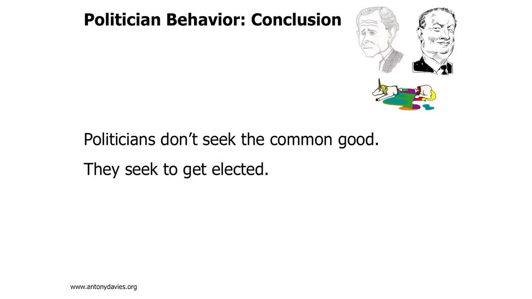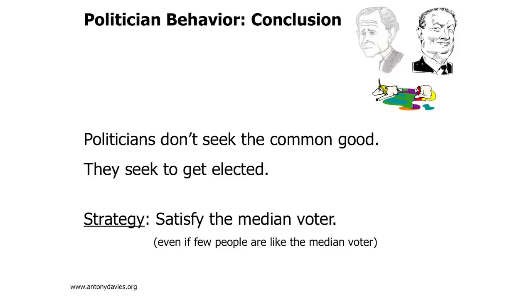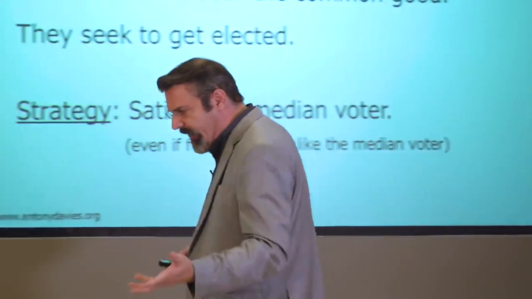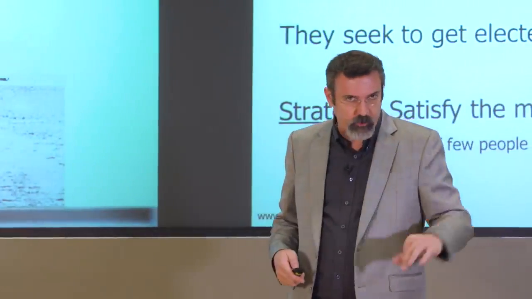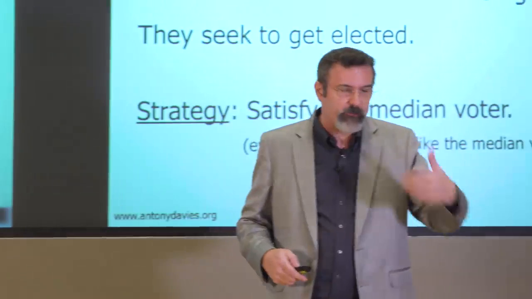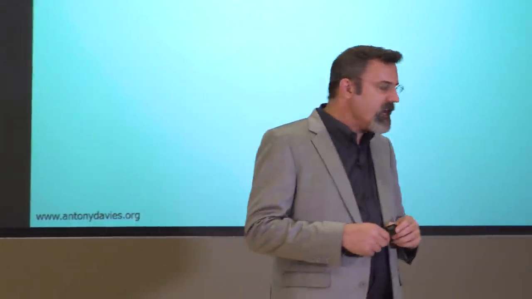So how do politicians go about getting elected? They seek to satisfy the median voter, even if the median voter is a small portion of the population. So we've seen how voters behave through the eyes of a public choice economist. We've seen how politicians behave through the eyes of a public choice economist. Let's now think about how bureaucrats behave.